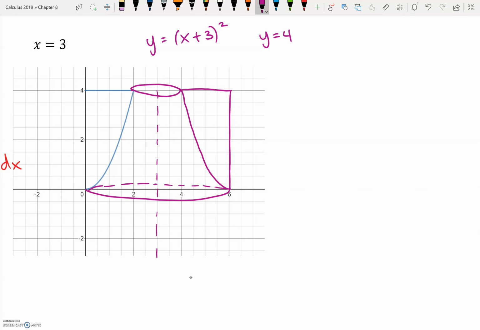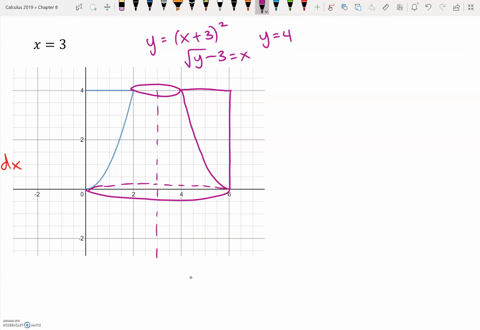We're going to be doing dy this time, so we need to rewrite our y equals (x plus 3) squared in terms of x instead. So we'll go ahead and take the square root of y, and then we'll subtract 3 equals x. So that's going to be our inside function. That's going to be this one, all of these inside ones. And then our outside one is just going to be a radius of 3, it looks like.